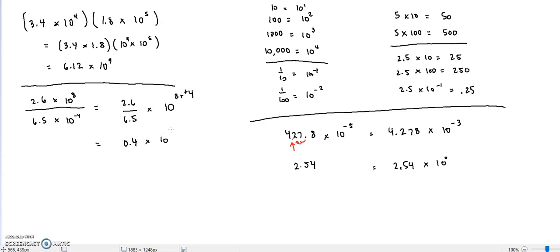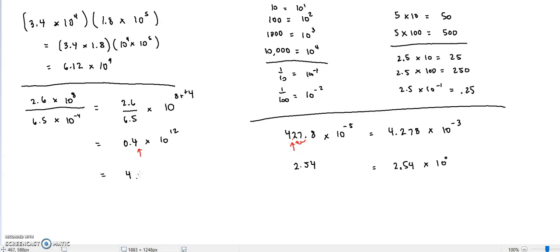Times 10, and then this would be 10 to the 12th. Okay, so just like up here, we multiply the decimals, add the exponents. Here we divide the decimals and subtract the exponents. Now on this one, we're not in the right format. We need to reformat this. So I need the decimal place to be here. So I need to move it by 1.